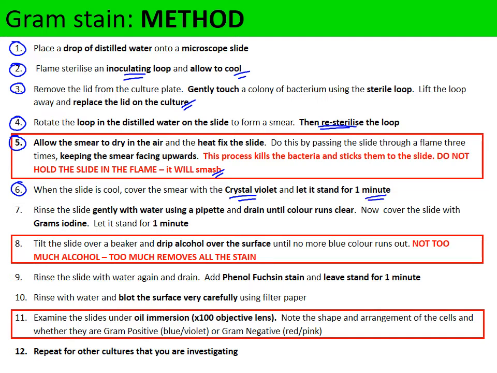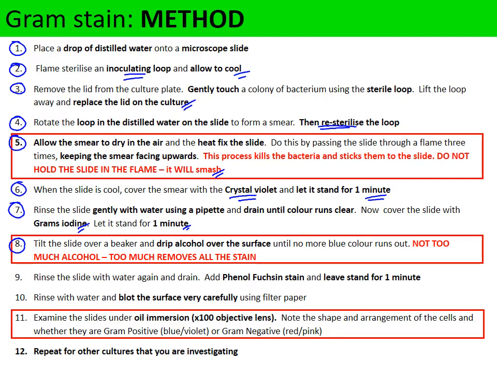We then very gently rinse the glass slide with distilled water using a squeezy pipette, and we allow any non-bound crystal violet to wash off and run down the sink. We then cover the slide with Gram's iodine. So we're going to put 2 drops of Gram's iodine onto the bacteria, and we'll let that stand for a further 1 minute. It's then important to wash off any crystal violet and Gram's iodine, but this time using alcohol.